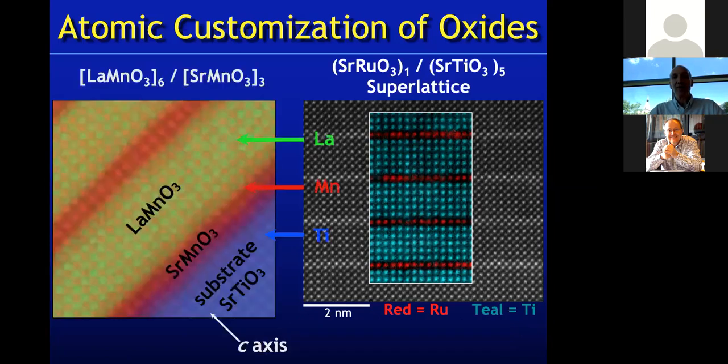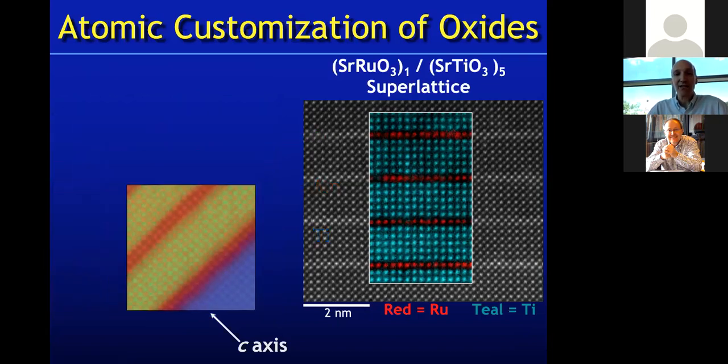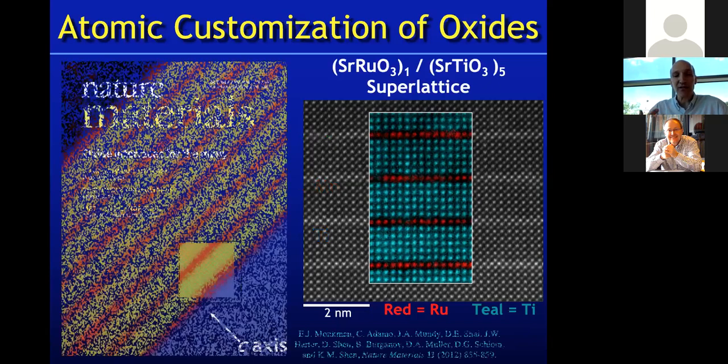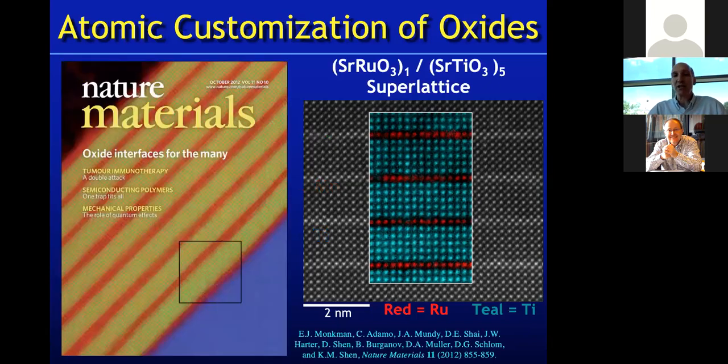Those same kind of maps are doable, not just in the ruthenates, but here's an example in the manganites of trying to make interfaces between strontium manganite and lanthanum manganite, another very interesting system, where you have two antiferromagnets coming together to make a conducting ferromagnet at their interface. And David Muller is able not only to do that on a small scale, but even on a large scale, and have chemical analysis of these interfaces.